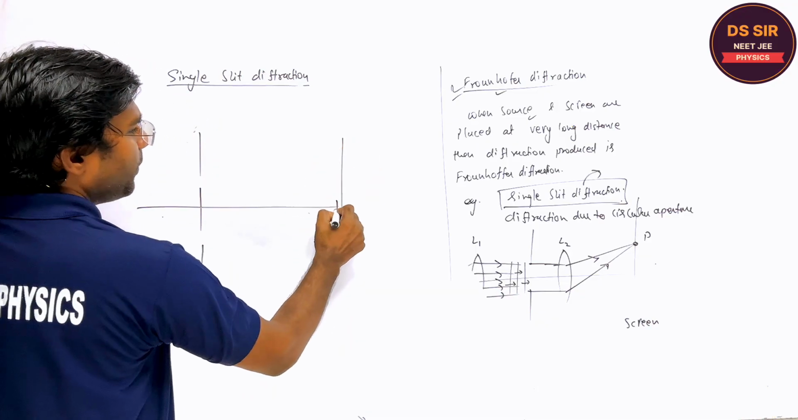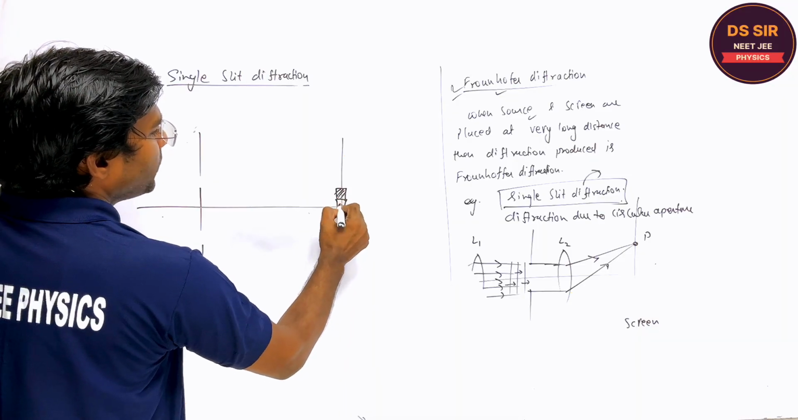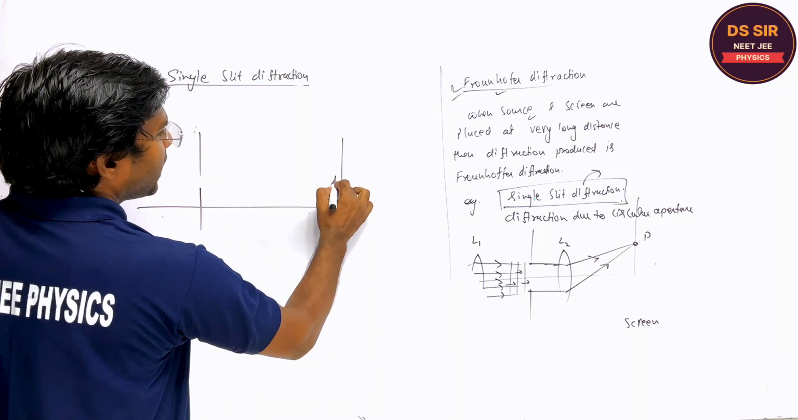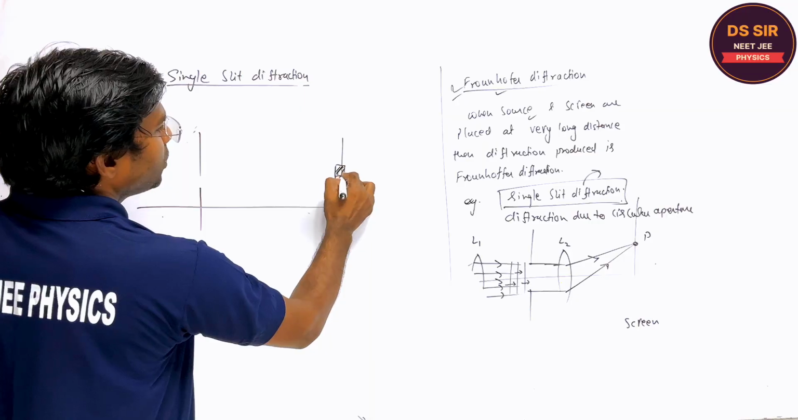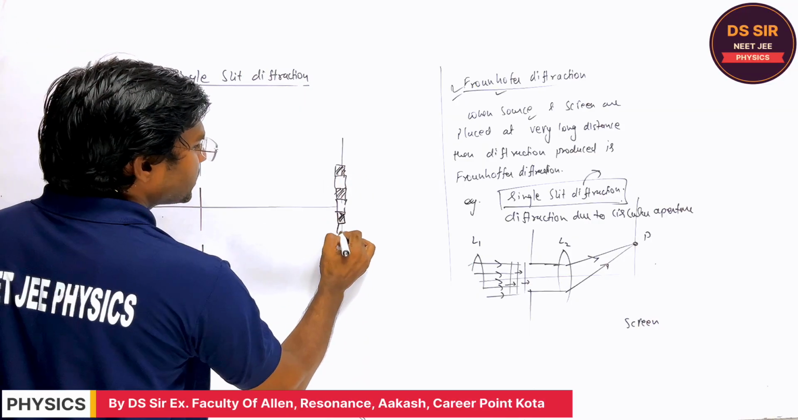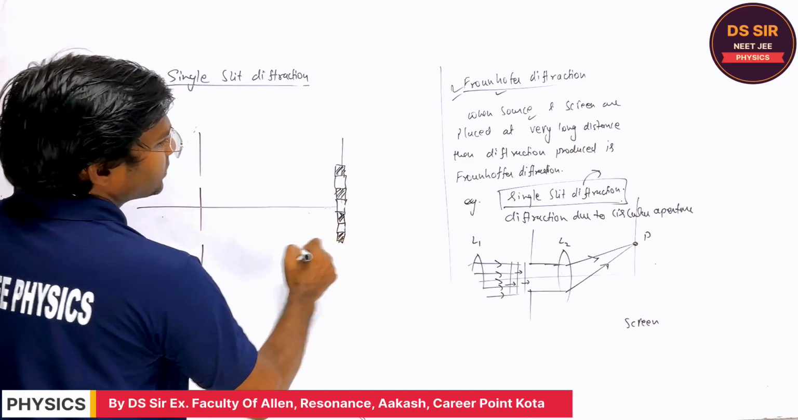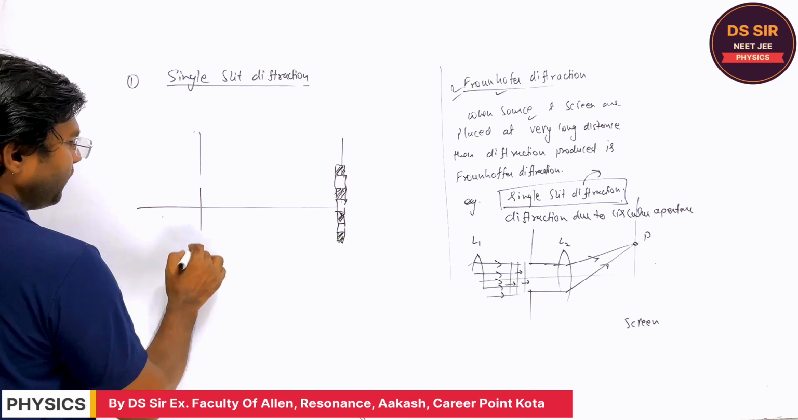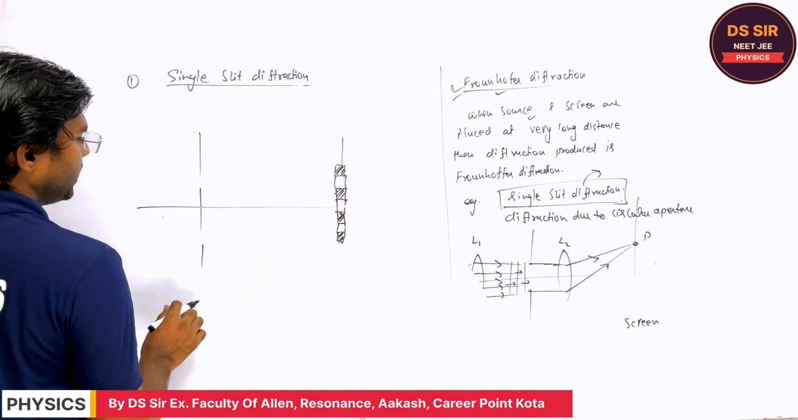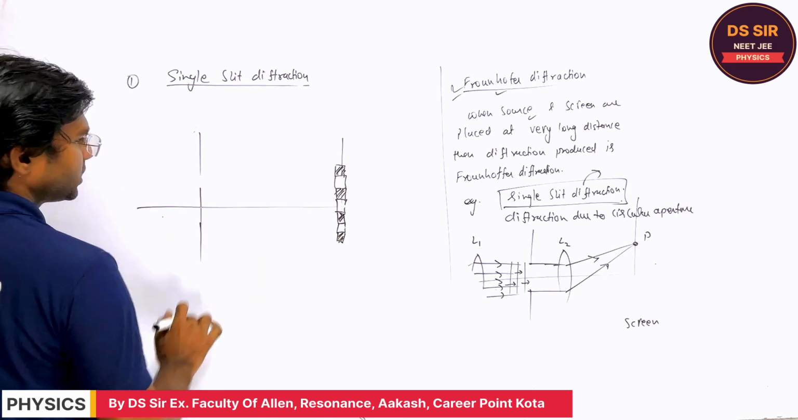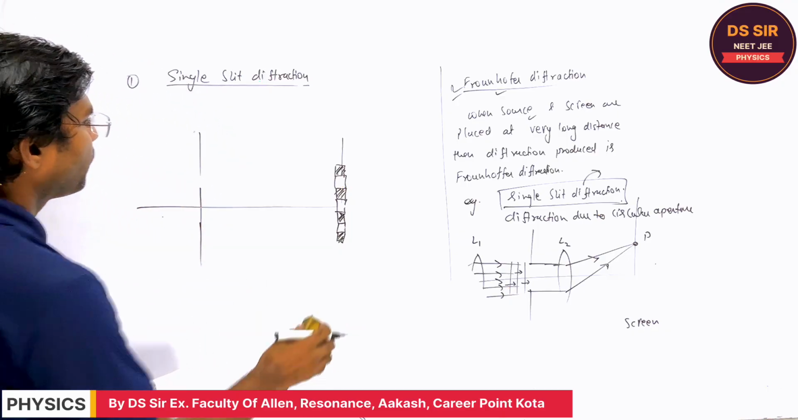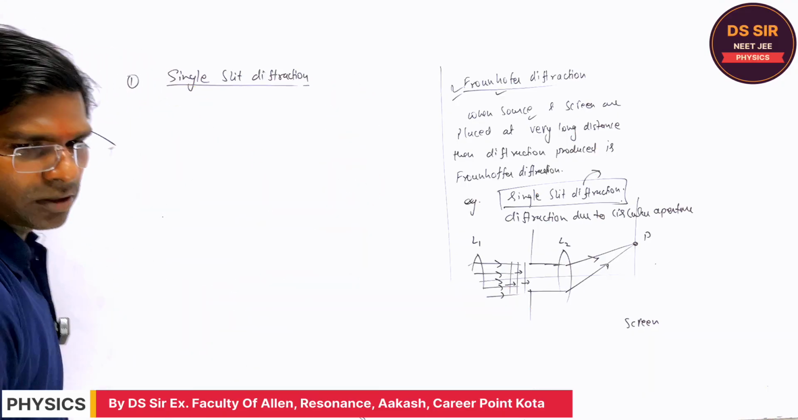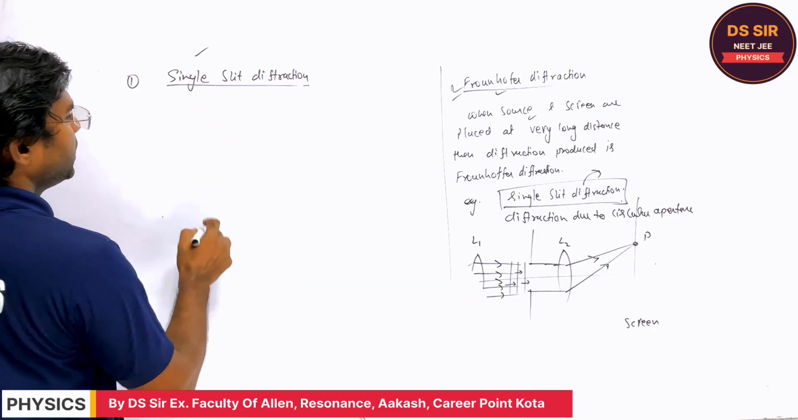And here the maxima, minima you get. I told you. Do you understand or not? So this is the YDSE, Young double slit experiment you are getting. But if I consider only one slit, so I close this slit, what type of fringe pattern you will get on this screen is called the single slit diffraction.